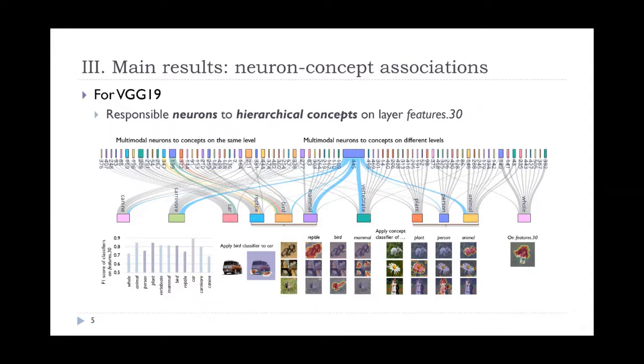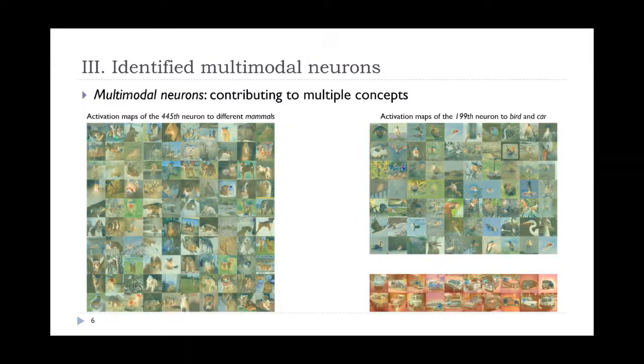It is interesting that the 199th neuron contributes to both car and bird. We can see from the heat map that when applying bird classifier to car images, there are also highlighted regions. This slide shows the activation map of the two multimodal neurons. We can see that they do have high activations to different concepts.